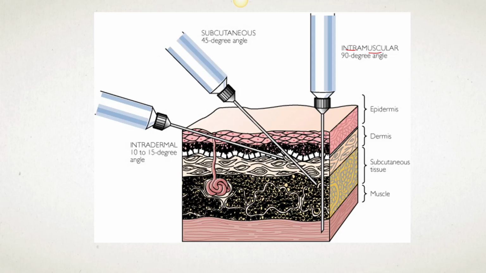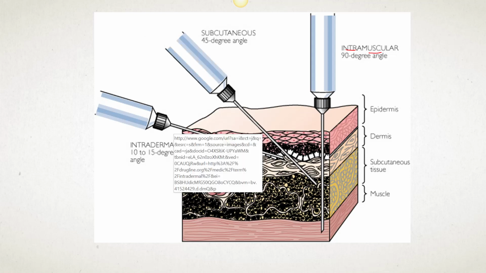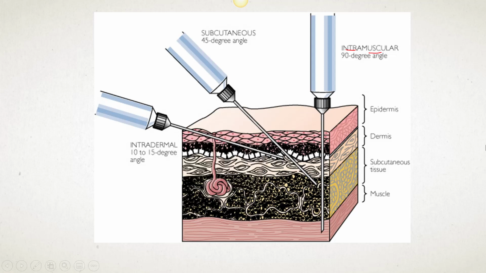Subcutaneous, you're going to go on a 45-degree angle into the skin and attempt to get into that subcutaneous layer or the layer underneath the skin. Any fat-soluble substances, any hormone injections, those types of things are going to go into the subcutaneous layer. Intradermal, you want to go at a 10 to 15 degree angle. That means you're going to go into the dermis layer of the skin.